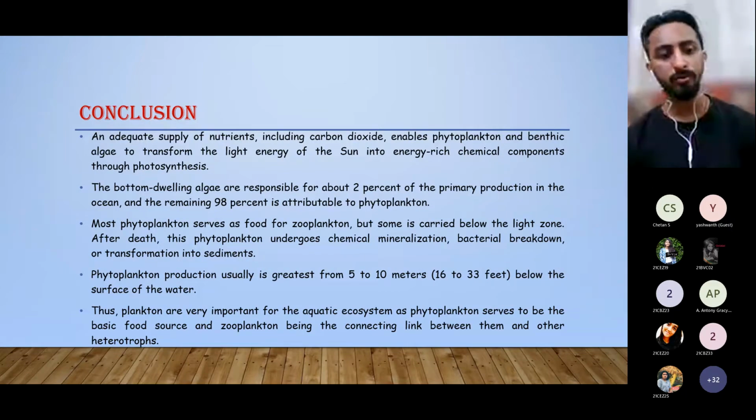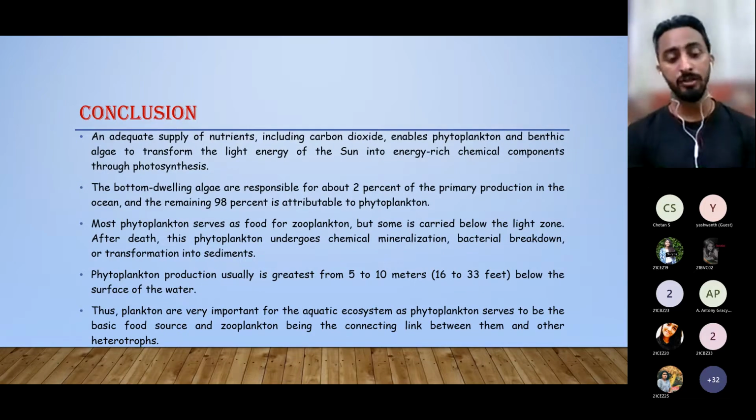So thus, we can conclude that phytoplankton are very important for the aquatic ecosystem as they serve as the basic food source of zooplankton, which is a connecting link between the arthropods and the heteropods. So, considering plankton to be a very important component of the ecosystem, serving as the connecting link between lower organisms and higher organisms and keeping a balance in the overall food chain, ultimately having a balanced food web as well.